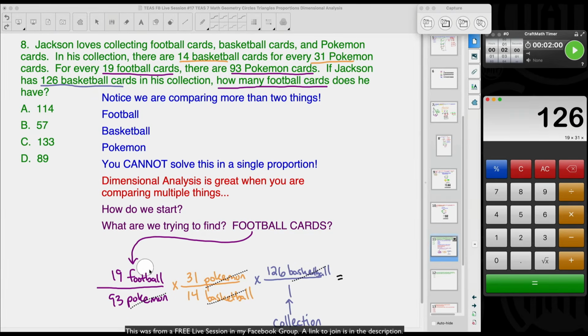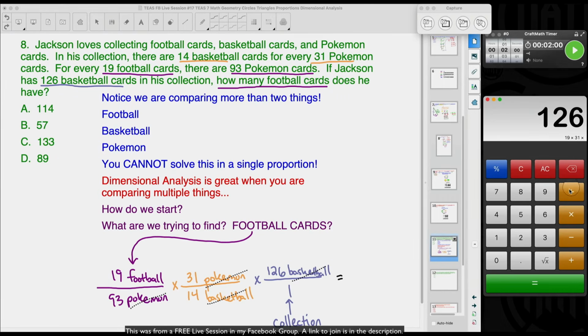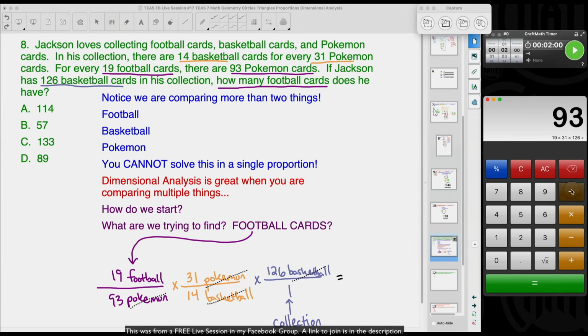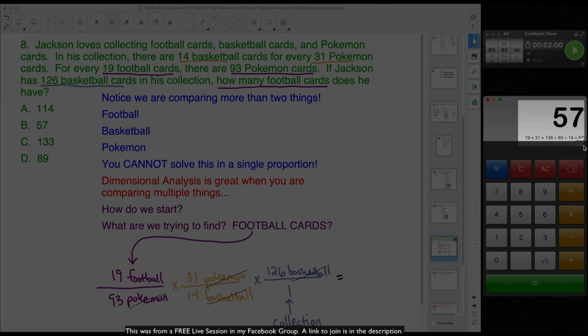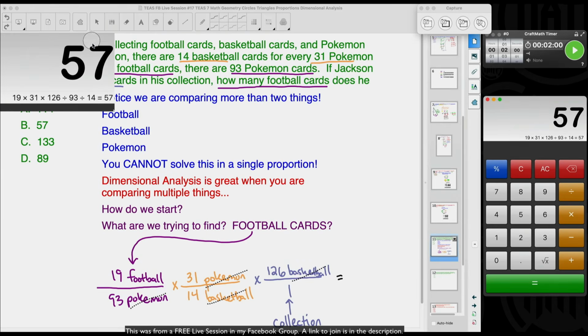So bear in mind, what have I done? I've typed in 19 times 31 times 126. I'm going to immediately divide by 93. I'm going to press divide again. I'm going to type in 14. And now I'm going to press equals. And we get 57. This is the fastest way to do this problem, in my opinion.